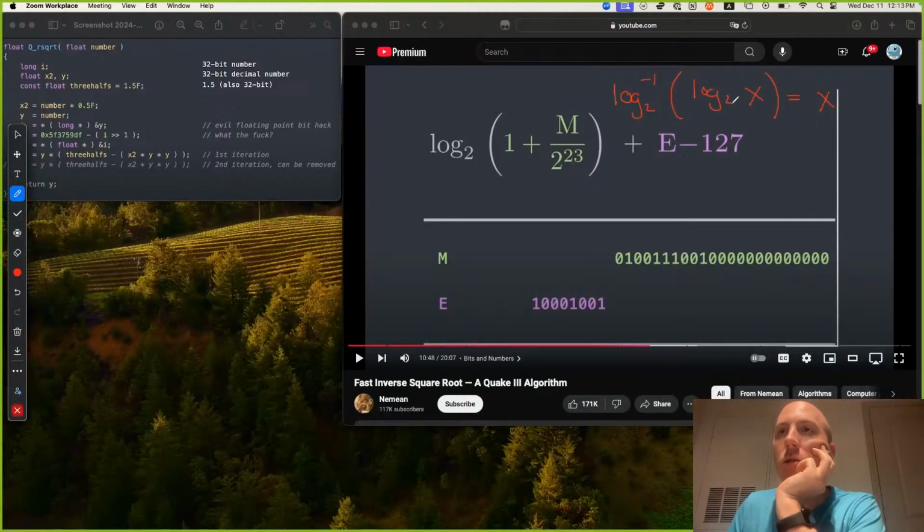What is that? How do we undo that? So log base 2 of x is a number y such that 2 to the y is equal to x. So this number is what we have to raise 2 to to get x.